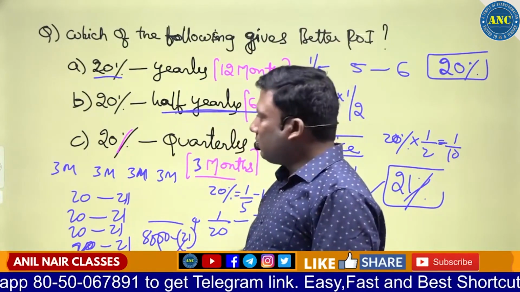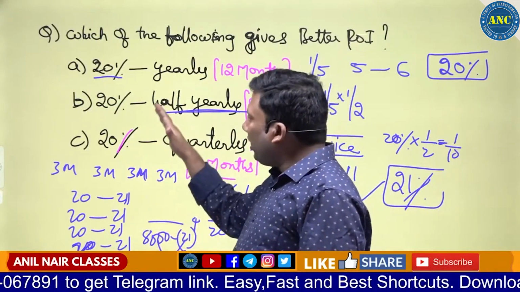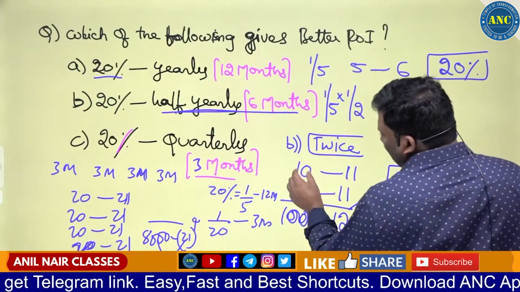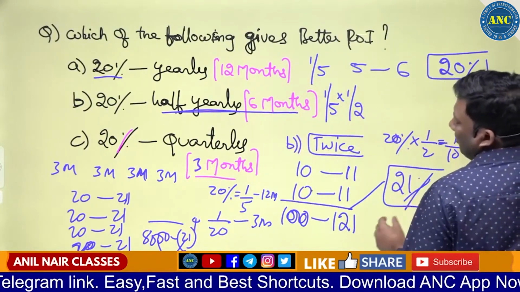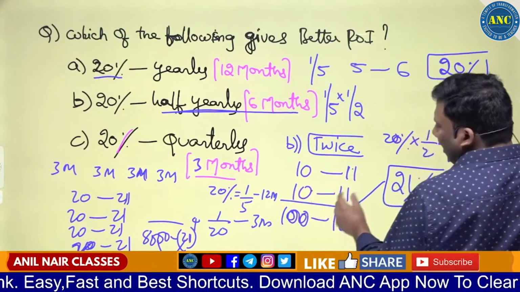Meet me after 6 months. 20% is 1 by 5. Half yearly it is 1 by 10. After 6 months, these 20% became 1 by 10. 10 became 11. Again for 6 months, 10 became 11.